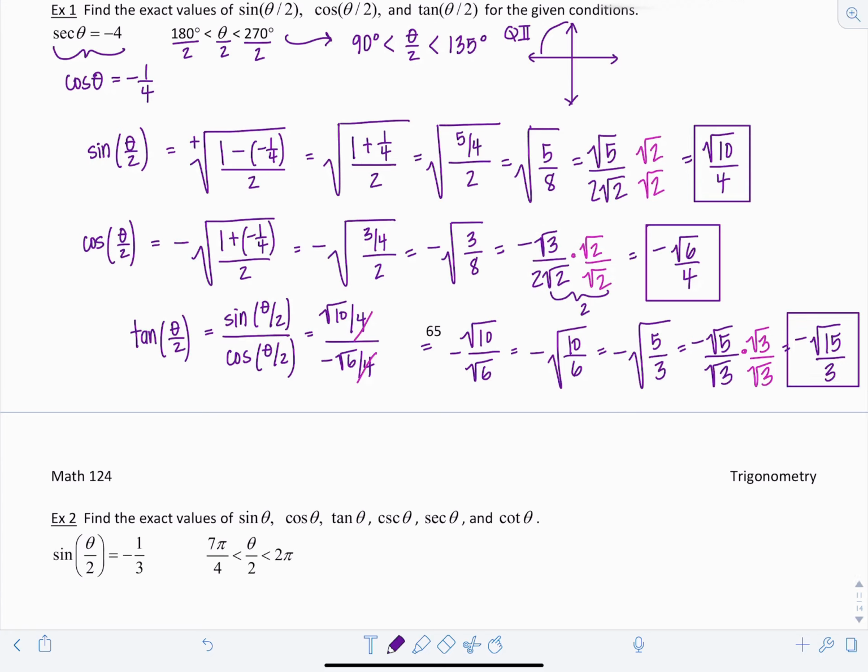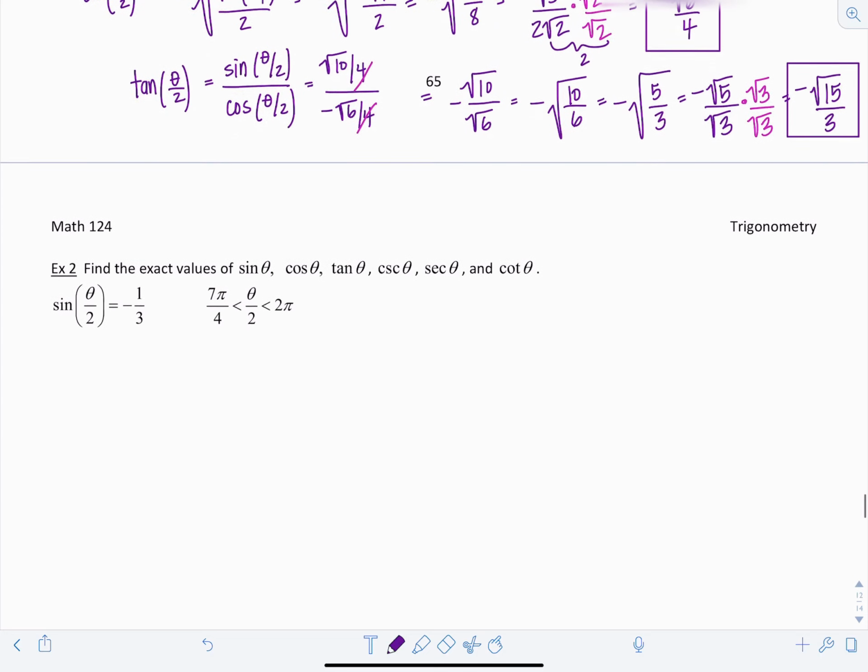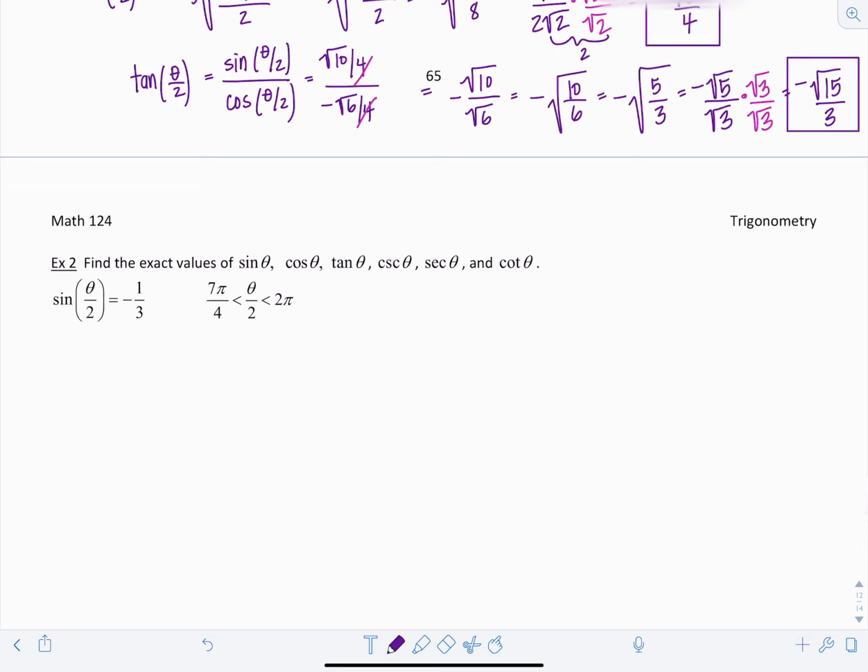Lovely. So hopefully those weren't too tricky. Now moving on, one more example, and in this case we are going to have to draw a triangle. So find the exact values of sine theta, cosine theta, tangent theta, cosecant theta, secant theta, and cotangent theta. So they tell me that sine of theta over 2 is negative 1/3. And theta over 2 is between 7 pi over 4 and 2 pi. So that's quadrant 4.